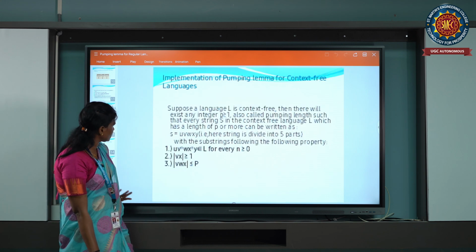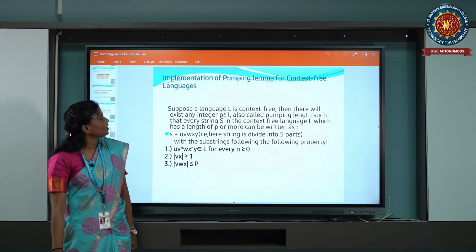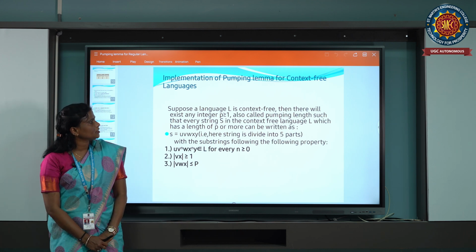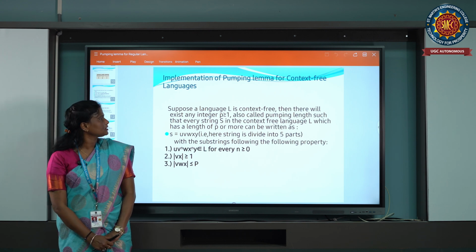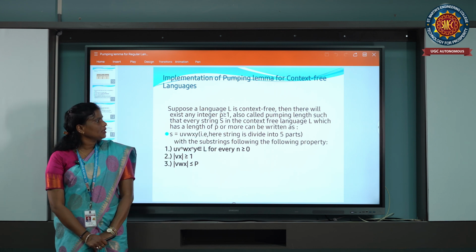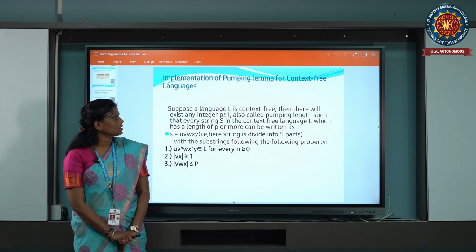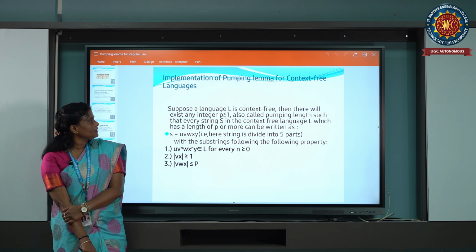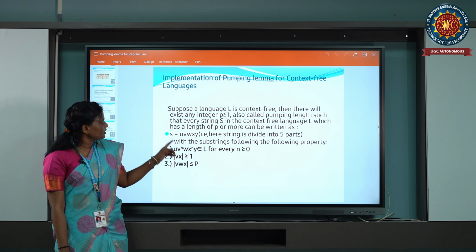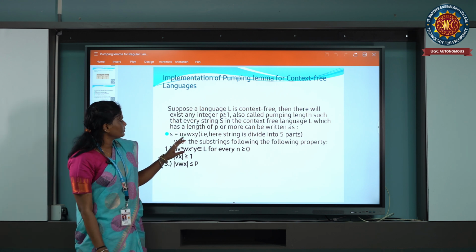Take this next. So let's implement the pumping lemma for the context-free language. Suppose language L is context-free, then there exists an integer p greater than or equal to 1, also called the pumping length, such that every string s in the context-free language L with length of p or more can be written as follows. Here suppose s is a string that is divided into 5 parts.